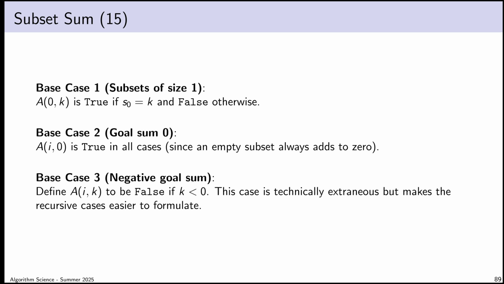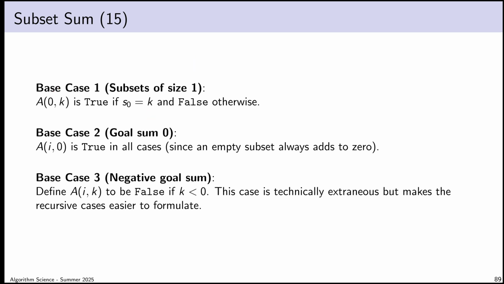Okay, so the first base case is, what if we're working with a subset of size 1? So A(0,k), if k is greater than 0, and otherwise we fall into base case 2, A(0,k) is true only if S0 equals k. So remember that the first index, the index i, is which weights you are allowed to use. If I'm using i equals 0, then the only weight I'm allowed to use is S0. So the subset exists only if S0 itself equals k.